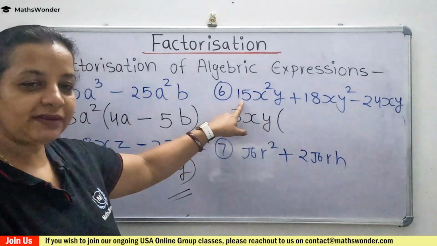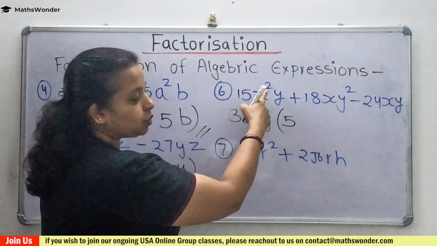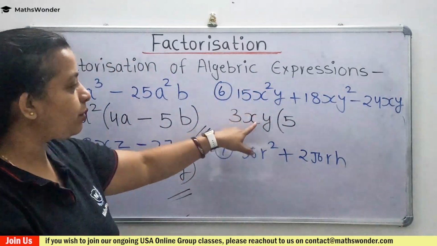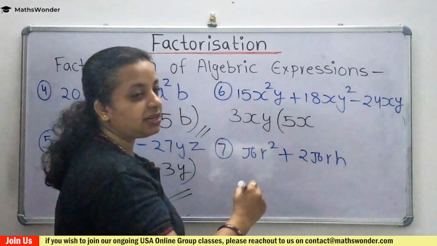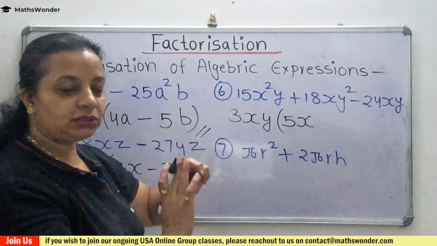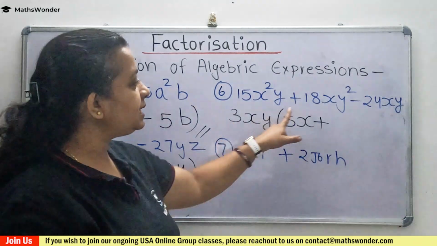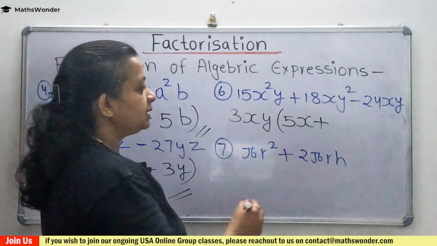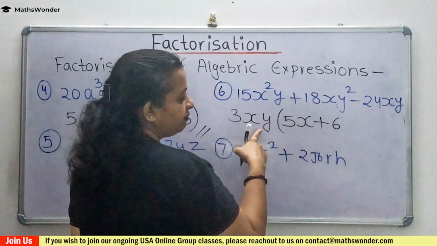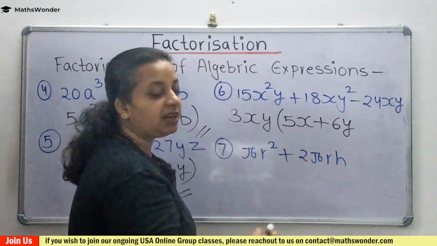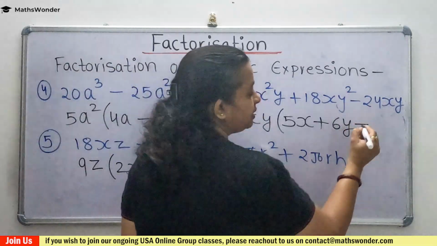So now 3. 3 times what will give 15? 5. X square: out of x square, 1x is already out. Only 1x is remaining. Write it down. Y is already out. Done, the first term. Now come to the second term. 3 times what will give 18? 6. X is already out. Y square: 1y is out, only 1y is remaining. So write it inside. Now the second term is done.